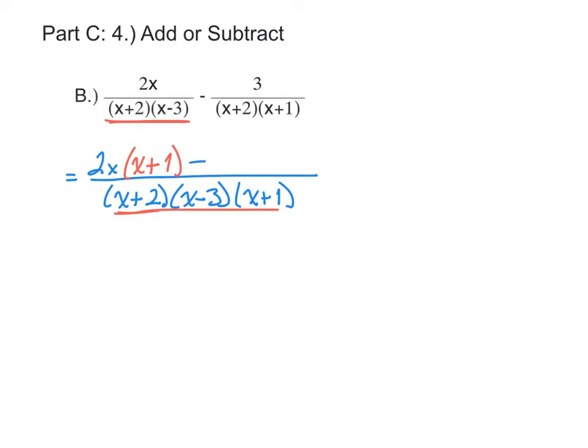Next, I'll move on to the minus 3. And I'll compare its denominator to my common denominator. That second fraction has x plus 2 and x plus 1 in it. The one factor that's missing is x minus 3.